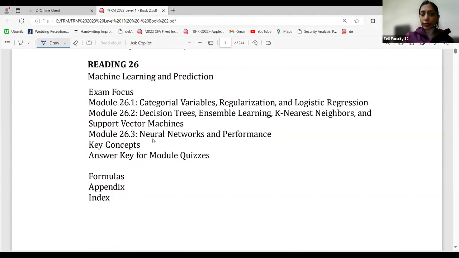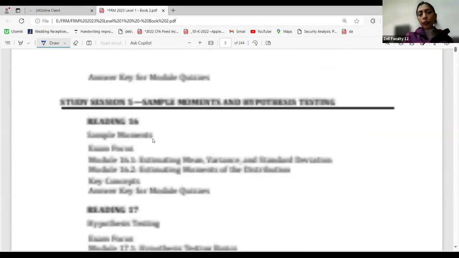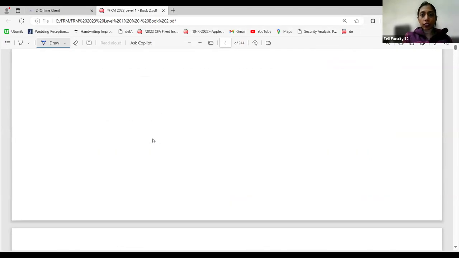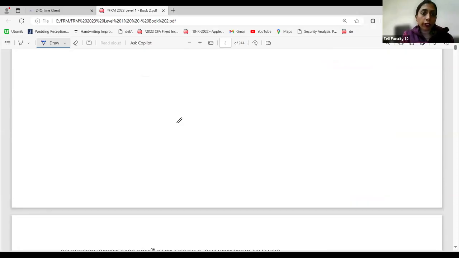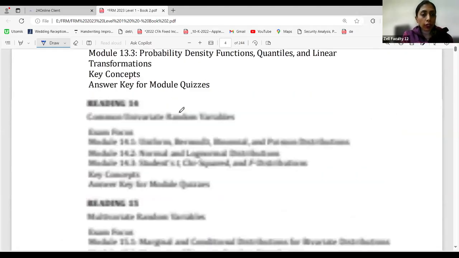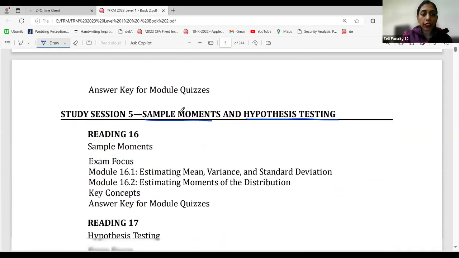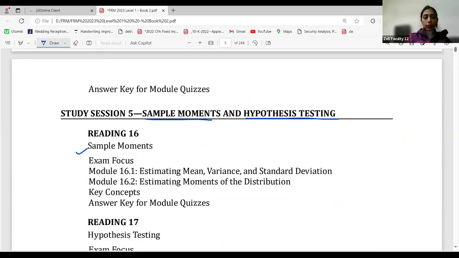So these are the readings that we have from reading number 12 to reading number 26. So today mostly we'll be doing the study session 4 and we'll be covering these 4 readings and of course this one, sample moments. So this is the agenda for today's session. Okay, so let's begin.